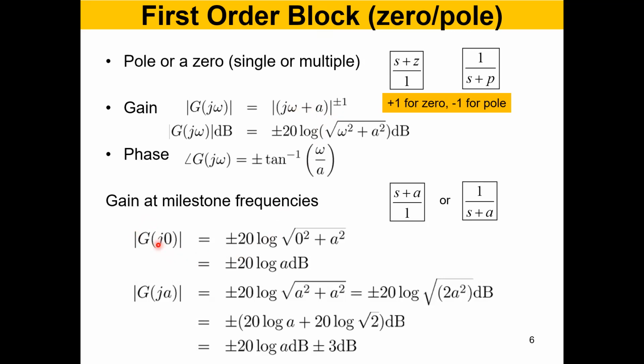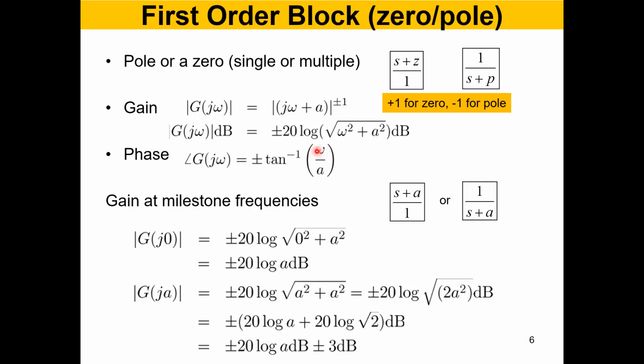So if you look at the total gain for milestone frequencies, which are zero frequency, 0 radians per second, the DC level, and when the frequency is equal to A, that is the value of the pole, we can get some insight into what is happening. So let's substitute for omega, that is the frequency signal.